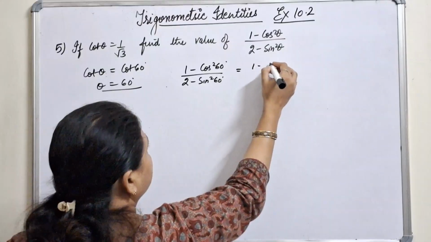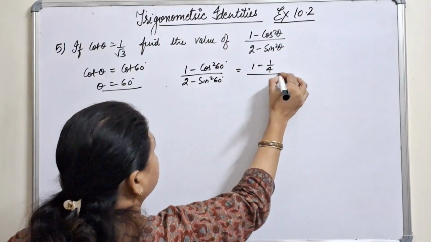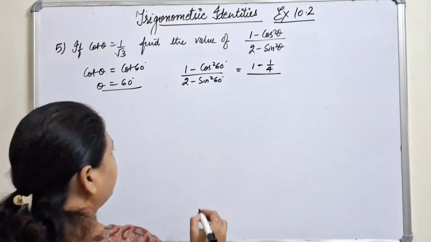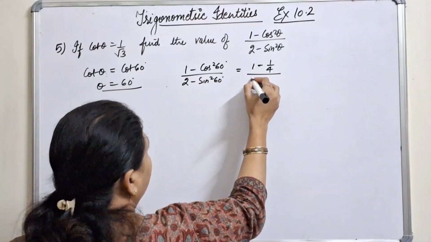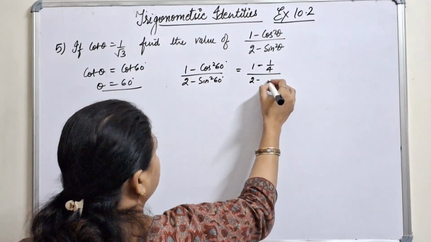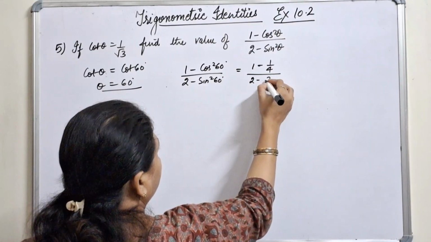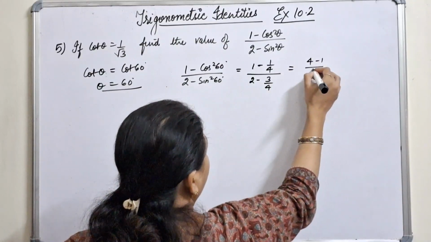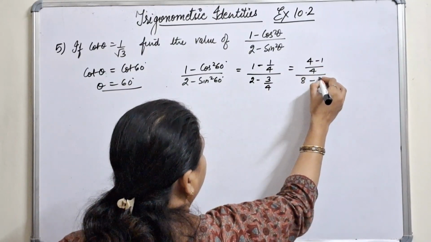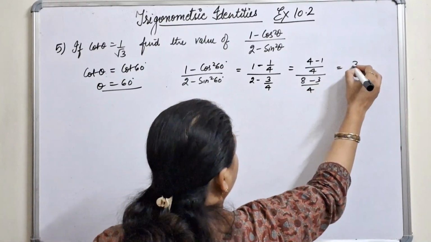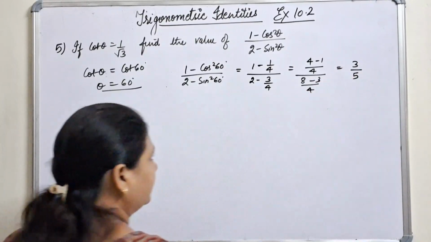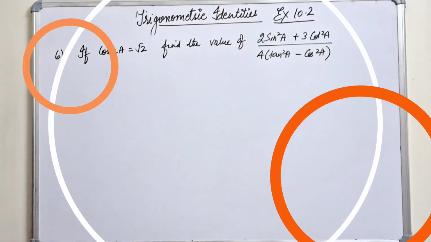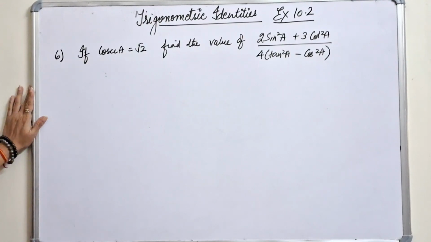So 1 minus 1 upon 4, because cos 60 is 1 upon 2, and 2 minus sin square 60, sin 60 is root 3 upon 2. So this is 3 upon 4. So this is 4 minus 1 upon 4, and this is 8 minus 3 upon 4. This is 3 upon 5. See, there are many ways to do this.